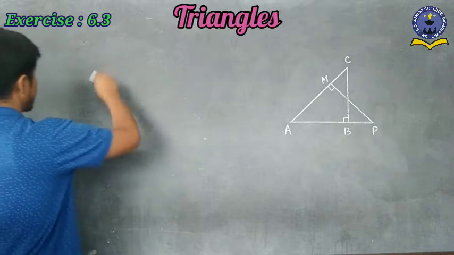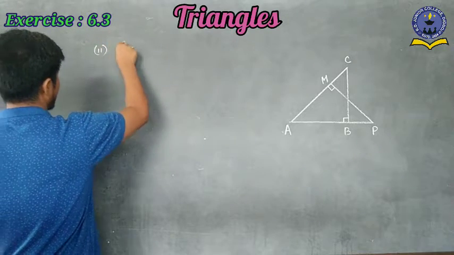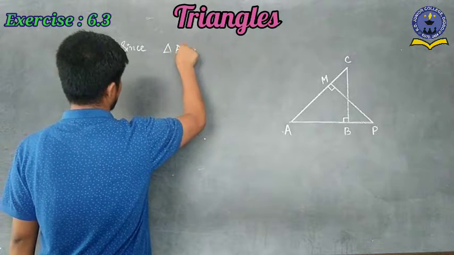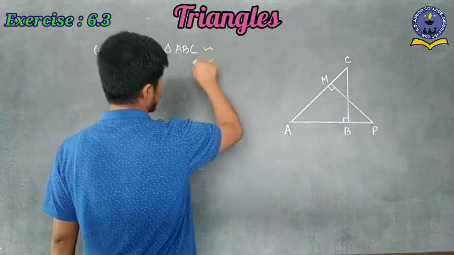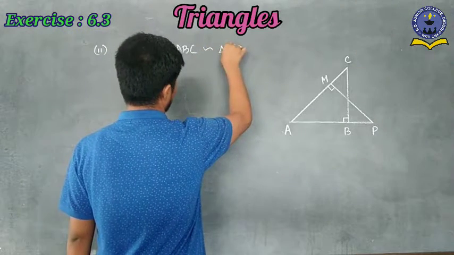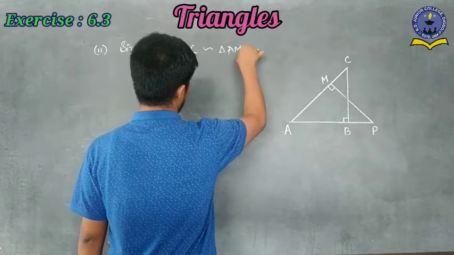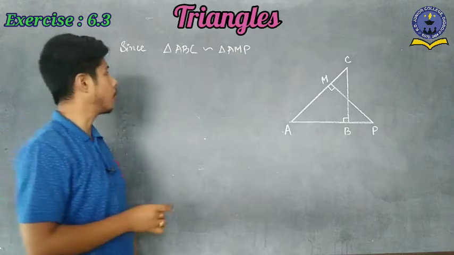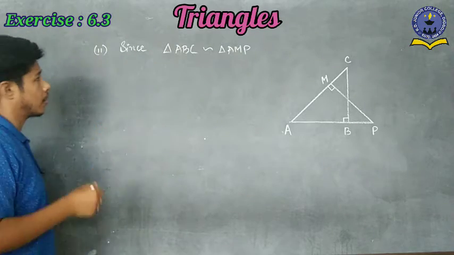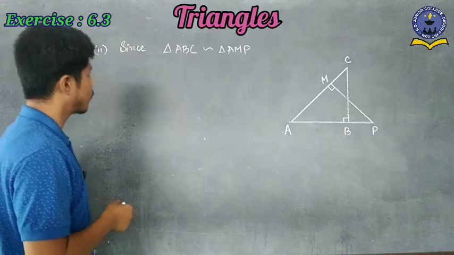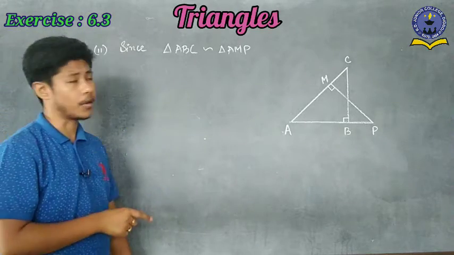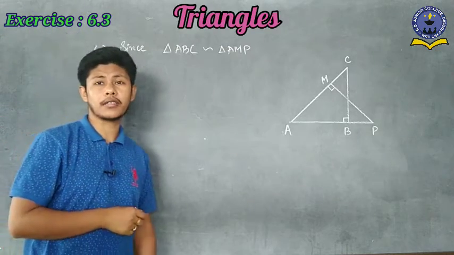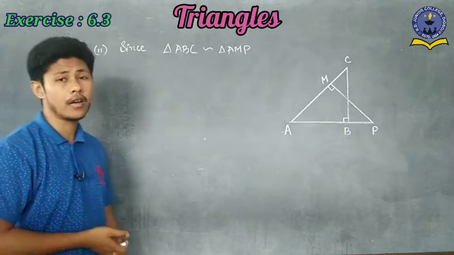So that's why for the second one you have to write, since triangle ABC, we already proved triangle AMP. In brackets you can write "proof above", or "we proved already in the earlier question". So in these two triangles, triangle ABC and triangle AMP, these two triangles are similar. If these two triangles are similar, then easily we can say the ratio of their corresponding sides are equal.